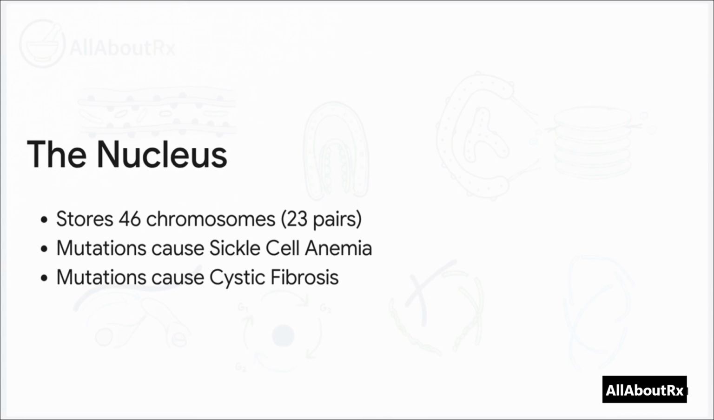But the most critical function of the nucleus is storing our entire genetic blueprint across 46 chromosomes, or 23 pairs, in our somatic cells. When this genetic code suffers a mutation, whether single or multiple, it can lead to some devastating genetic disorders like sickle cell anemia or cystic fibrosis.